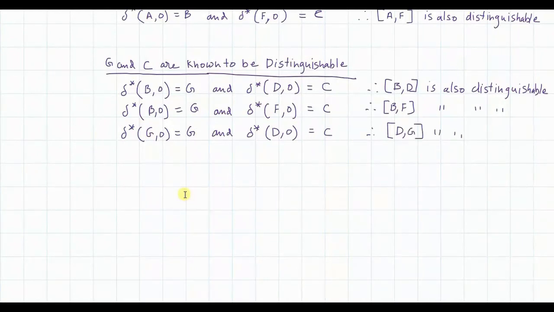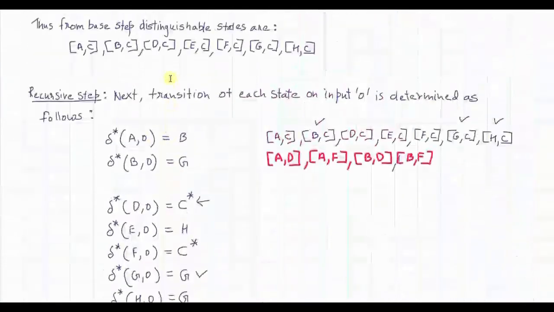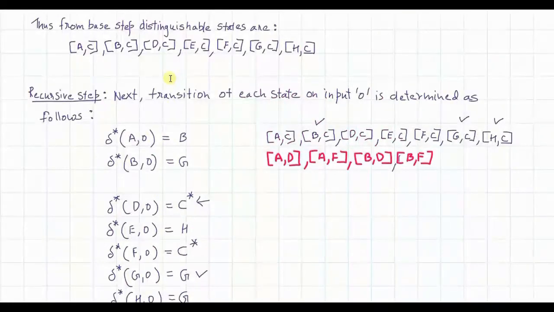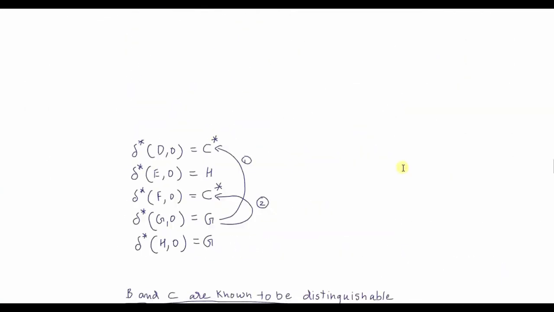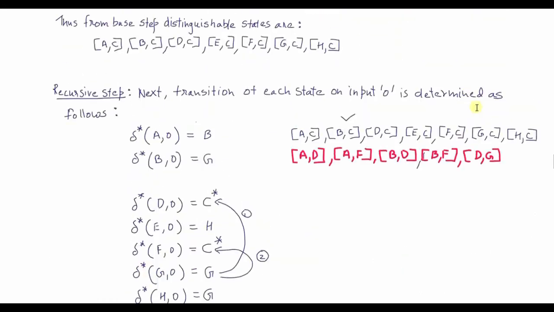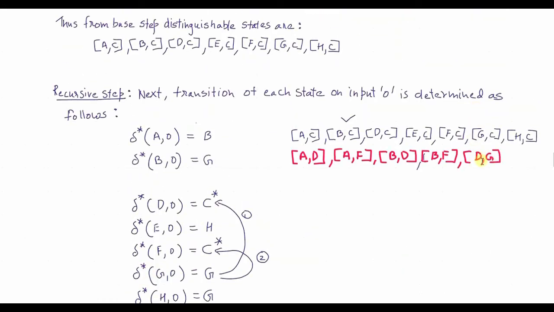is also distinguishable. So wherever there is D, comma G, I should add it. I should mark it in the table and I should add it here. So I will add D, comma G here, and G, comma D happens to be this cell. This cell will be marked with X. Okay, and we have already added G, comma D. We have already added D, comma G or G, comma D to this list.